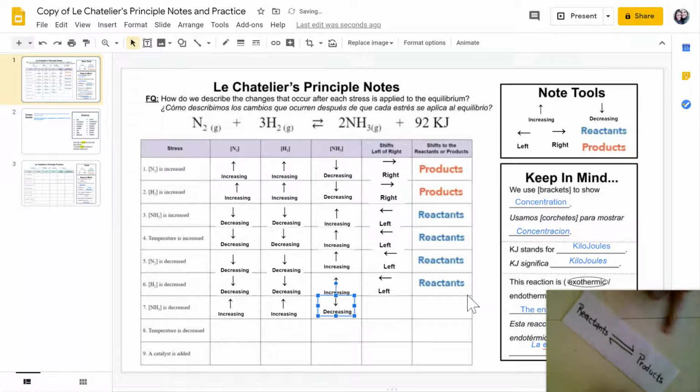Which side is lower? The product side, right? Which is to the right. A la derecha. And products. Productivos.